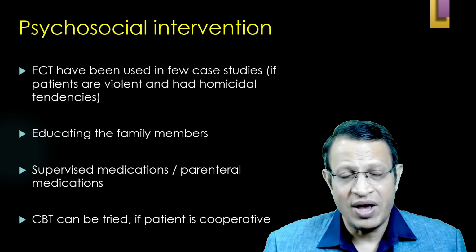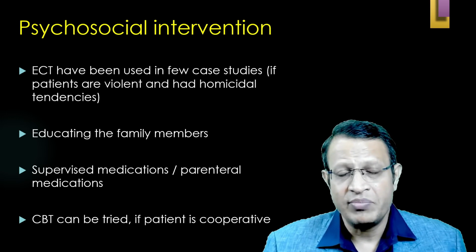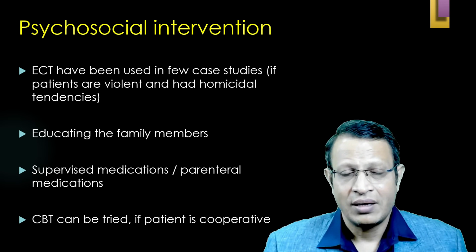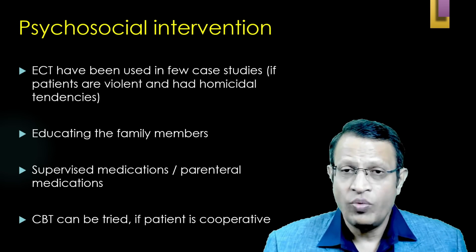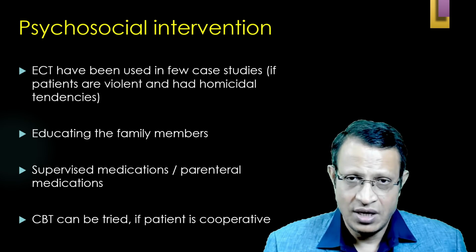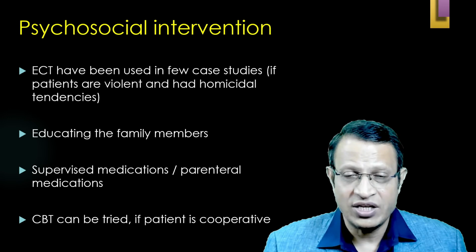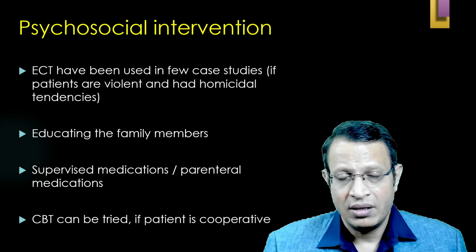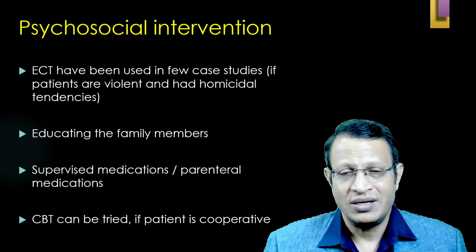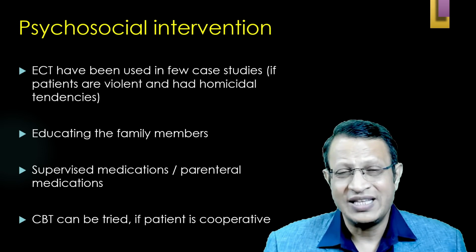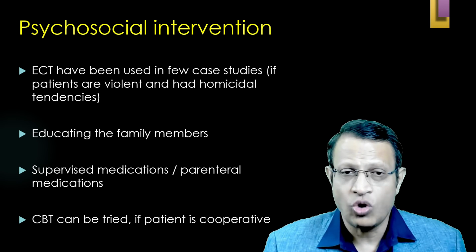We need to educate the family members so that they do not become overburdened and desert the patient. Hence, we need to engage the family members. We need to make sure there is supervised medication. If the patient is refusing medication, we need to consider parenteral medications so that the illness comes under control. However, cognitive behavioral therapies can be considered if the patient is cooperative.